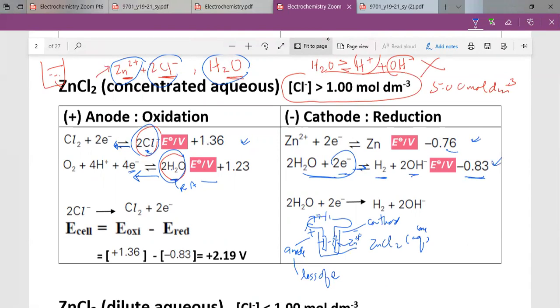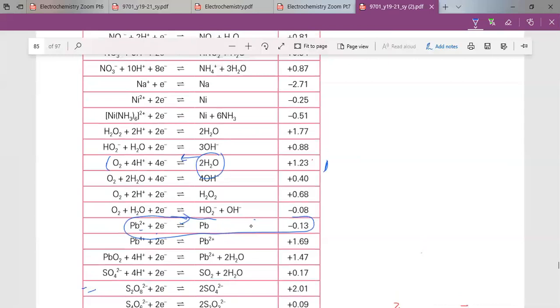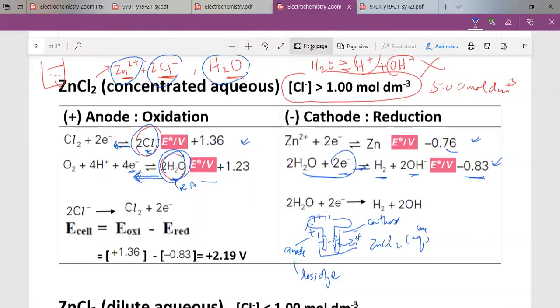Original E naught. Now for water to go this side, that means to give electrons like your Cl minus, is there an E naught value? Yes, it's on this side. Water goes inside now. So I quote the whole thing: O2 plus 4H plus plus 4 electrons. So I put down here, and I got all my things here now. So which is going to happen easier? So I'm going to apply E cell.